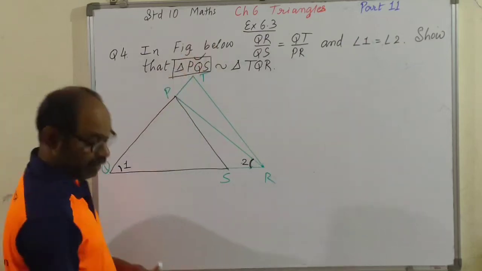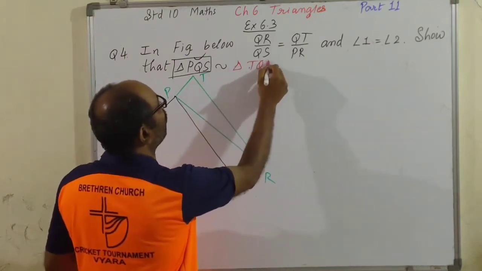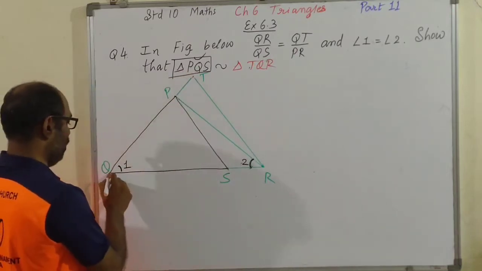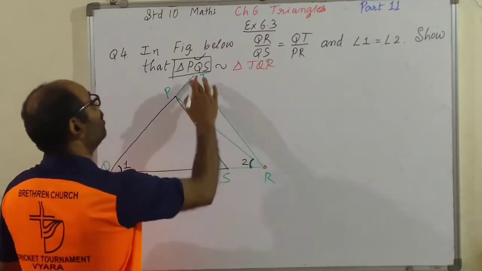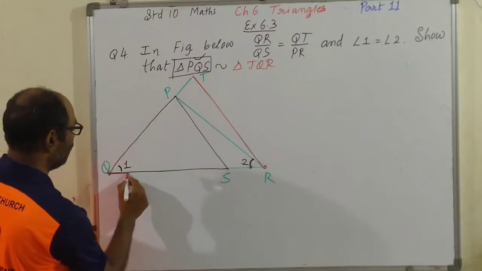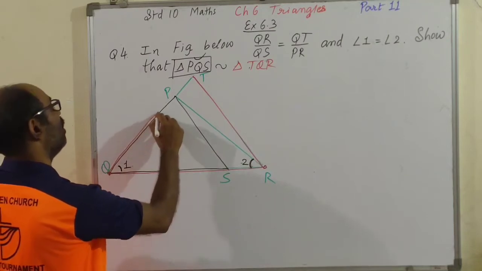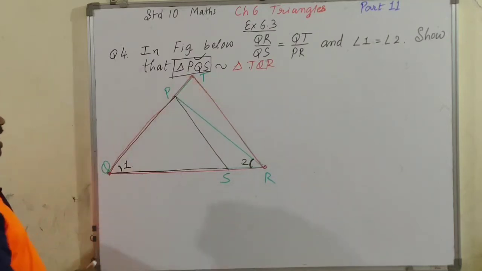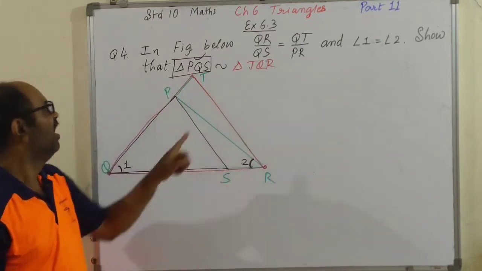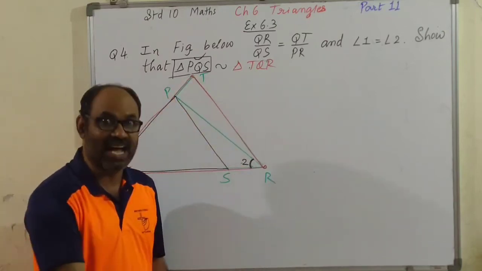This black triangle is similar to red triangle TQR. Where is T here, Q here, and R here. So TQ, I'll make red. QR red, and QT also red. So you can see triangle TQR, which is red, and triangle PQS, which is black. You have to show these two triangles are similar.